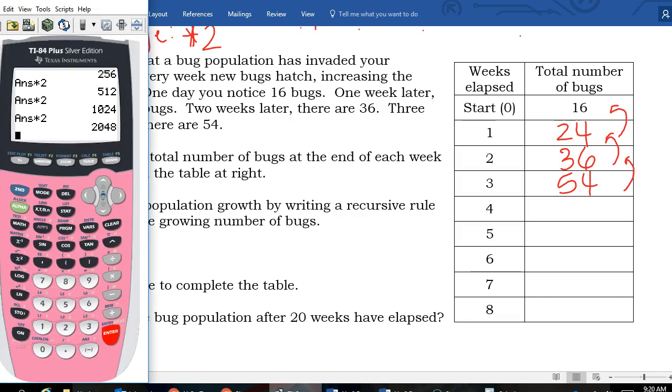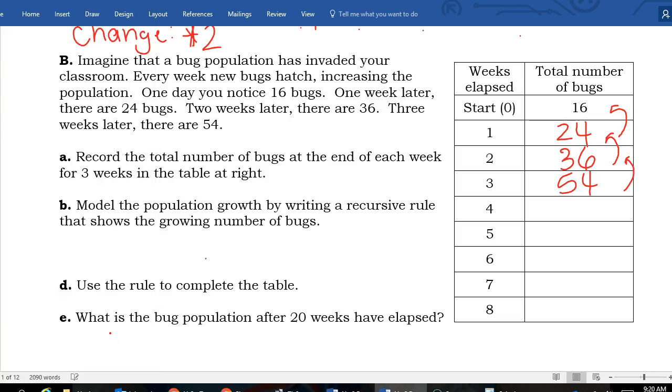So if I chose to go 24 divided by 16, I calculate a ratio of 1.5. If I go 36 divided by 24, I calculate a ratio of 1.5. As long as I'm taking any two numbers next to each other, dividing the later number by the earlier number, I get the same ratio. It's multiplying by 1.5 every single week.